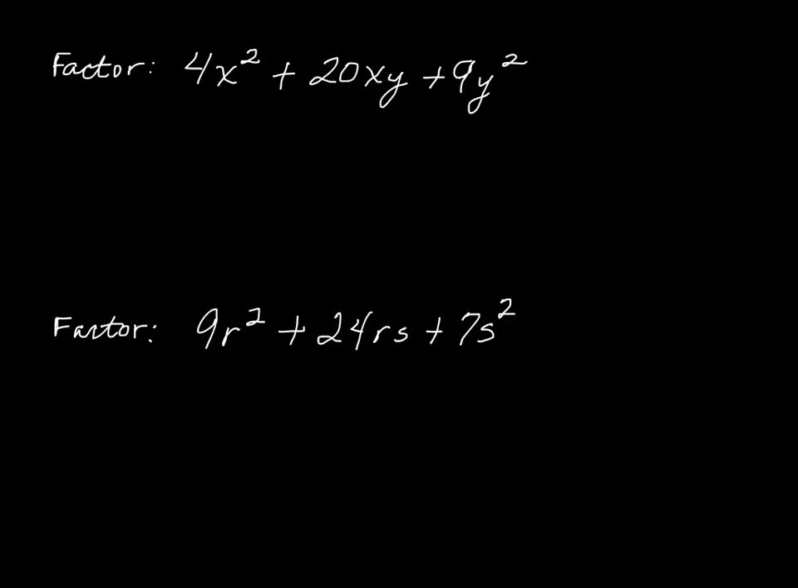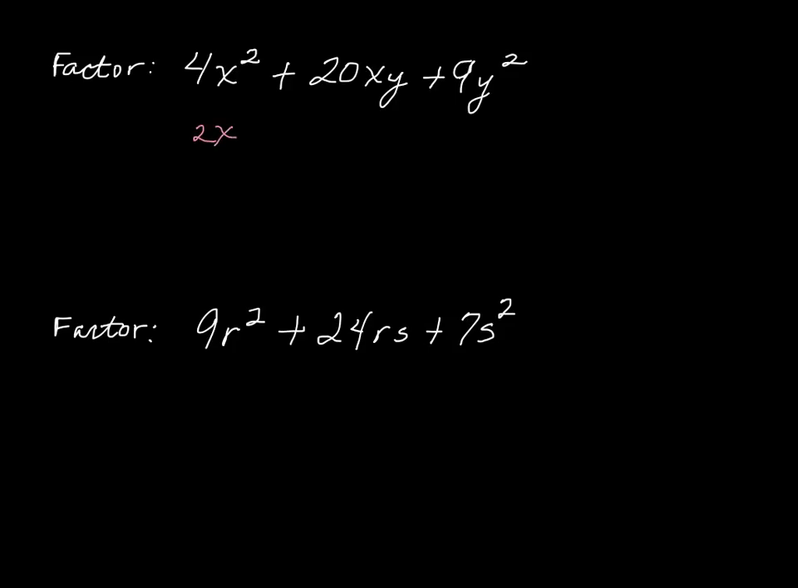Now let's look at this one. Is there anything that can be factored out of 4x squared plus 20xy plus 9y squared? Can anything be factored out? A GCF? No. Well, since we can't factor anything out, let's see: is it a perfect square? Is the first term a perfect square term? Yeah. What do you square to get 4x squared? That would be a 2x.